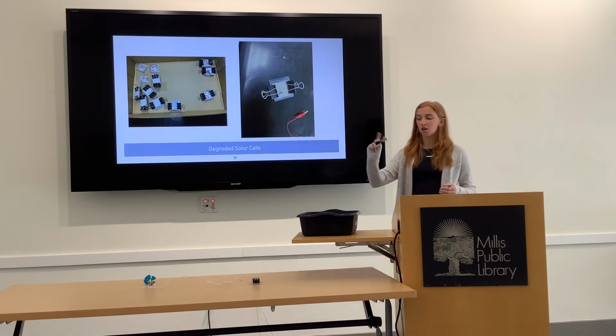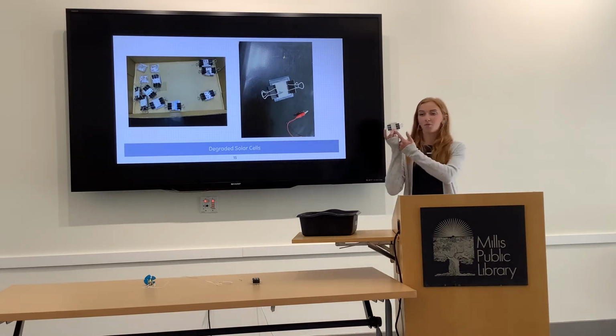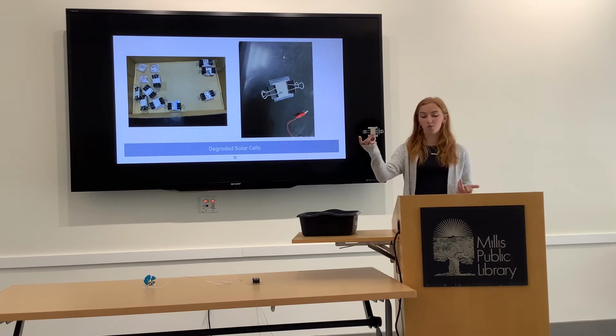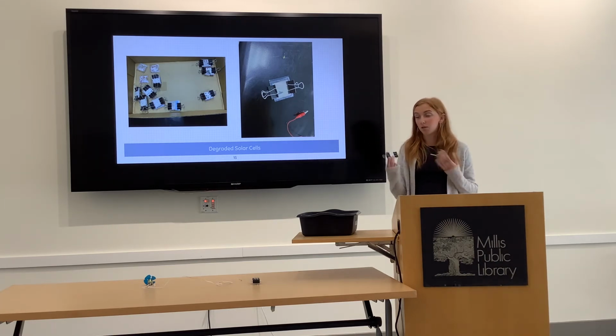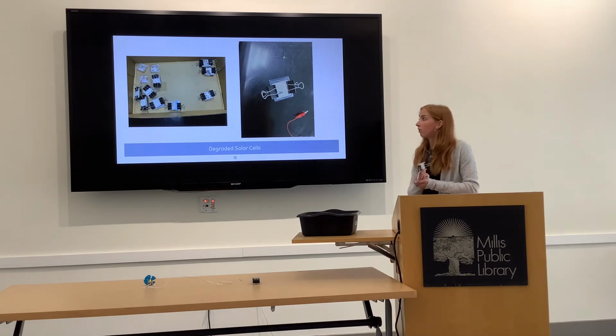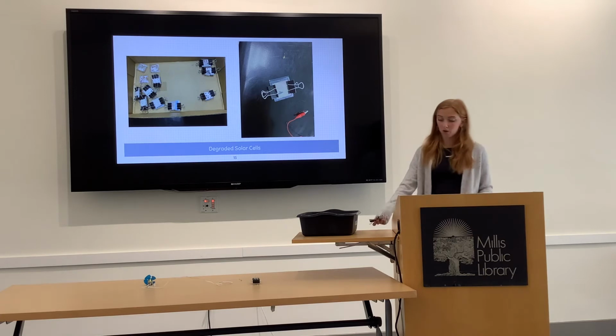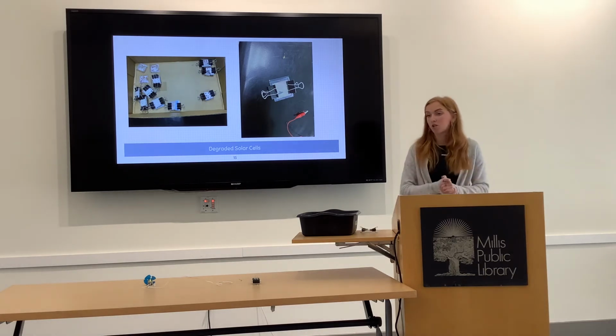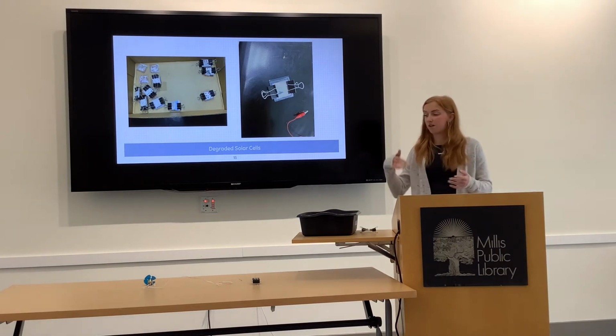I also have them here. You can tell they're definitely much more of a white color. They're no longer the nice purple that they were, which indicated to me that the blackberry juice had broken down over time and no longer was able to absorb light properly so that the cell could function. This kind of brought my project to a halt, and so I was unable to continue and finish completely how I had intended to.